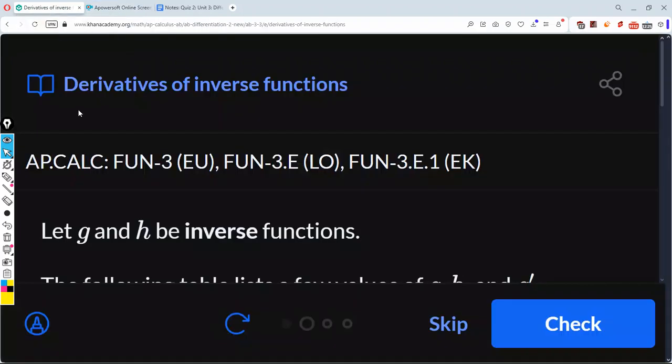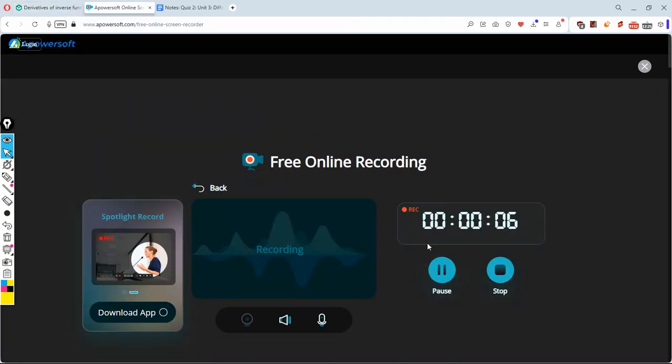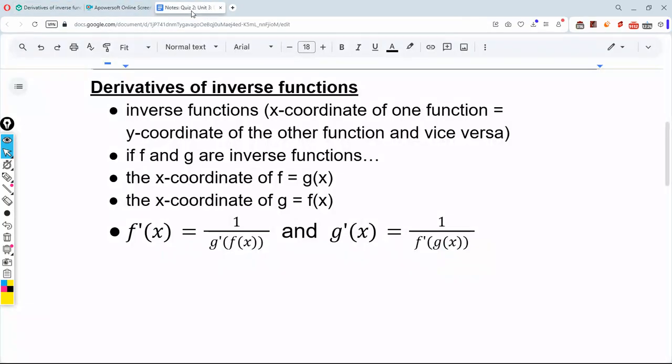This will be for the exercise on derivatives of inverse functions. All right, so you want to remember inverse functions.